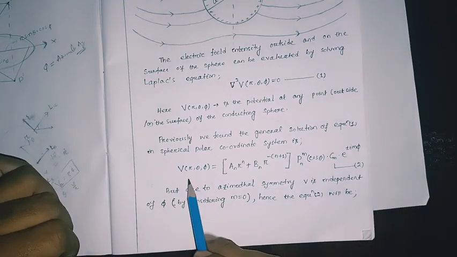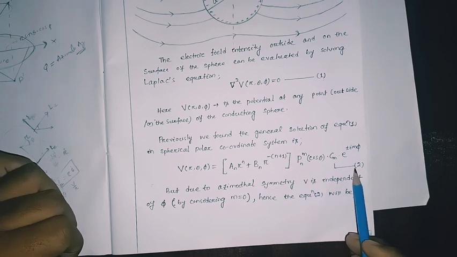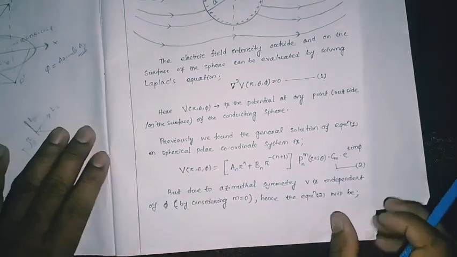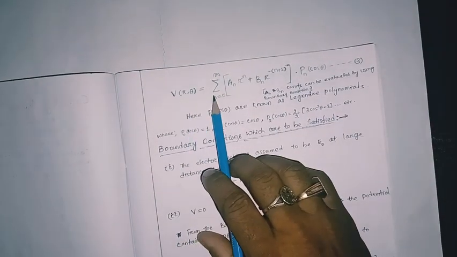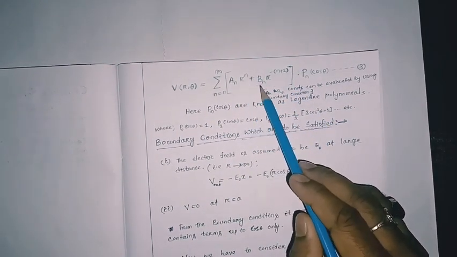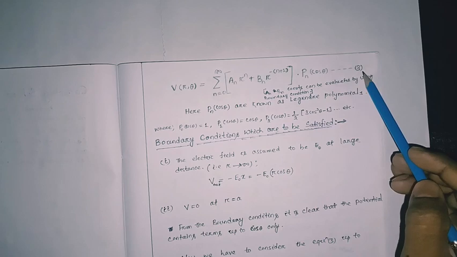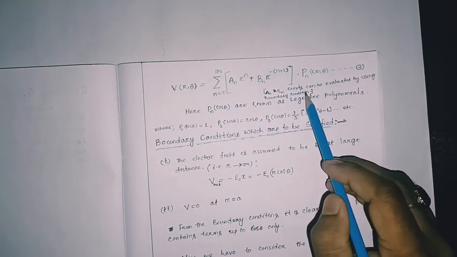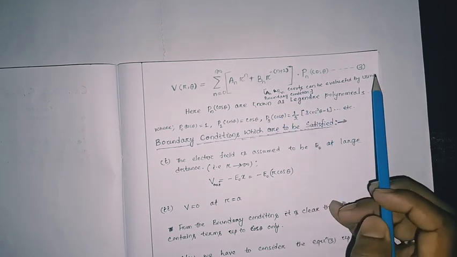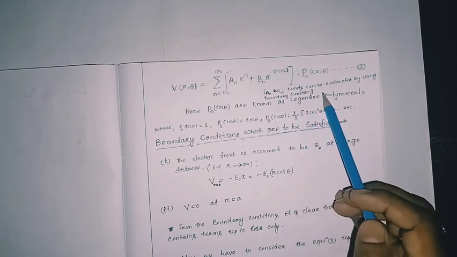Since phi has been removed because the potential and electric field intensity are independent of it, the solution of equation number 2 will be V(r, theta) with no phi and no such term. So V(r, theta) equals the summation over n equal to 0 to infinity of [a_n r to the power n plus b_n r to the power minus (n+1)] P_n(cos theta). Let this be equation number 3. Here the constants a_n and b_n can be evaluated by using boundary conditions. In a solution, the constants are evaluated with the help of boundary conditions.